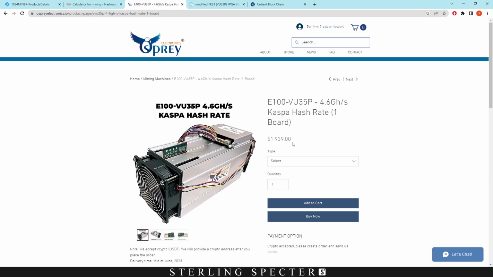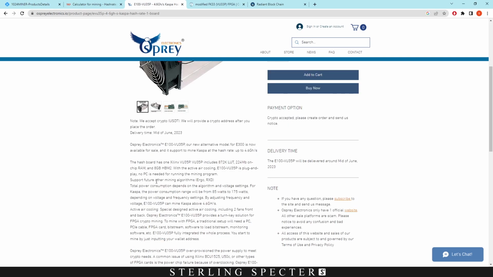However, if you want to go for only one board, you can actually take the board out of the unit, I believe, if you want to just put it on a GPU mining rig. Now, one of these cards, this VU35P, I believe goes for something like $1,500. So you're really paying for the unit itself and the setup already done for you. As it said, it will also support other mining algorithms, which is Ergo and then Radiant.